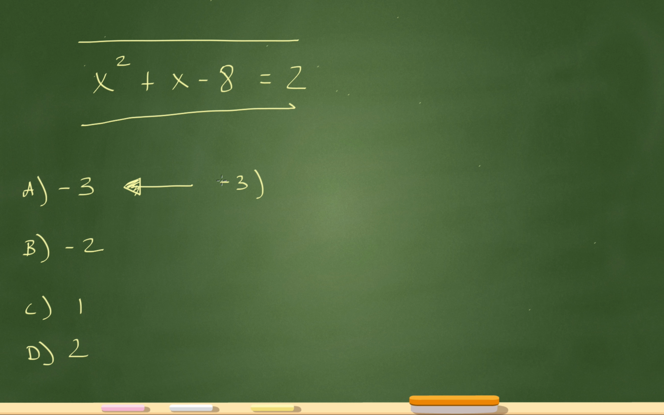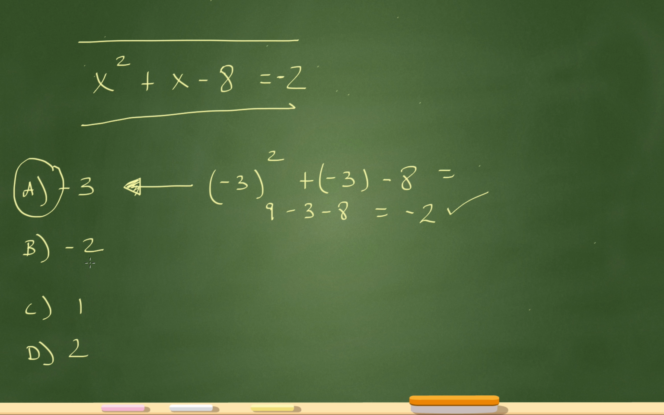So -3 squared plus -3 minus 8, and let's see if that equals -2, according to the problem. So -3 squared is positive 9, and then plus -3 would be 9 minus 3, and then minus 8, right? So 9 minus 3 is 6, and 6 minus 8 is -2. That worked out, and that's my answer.